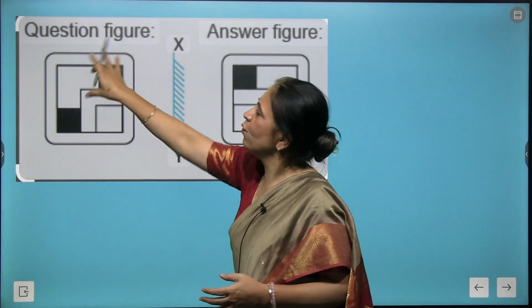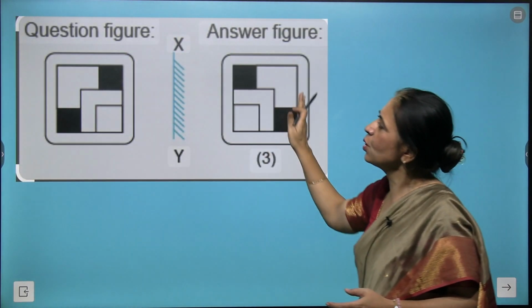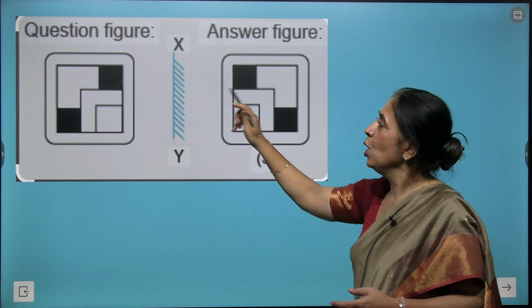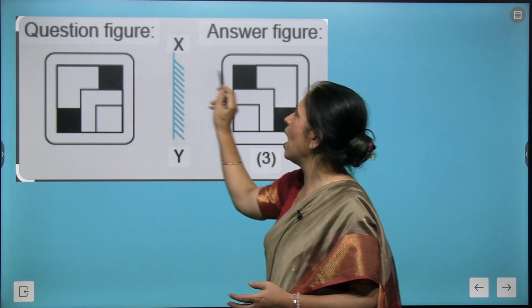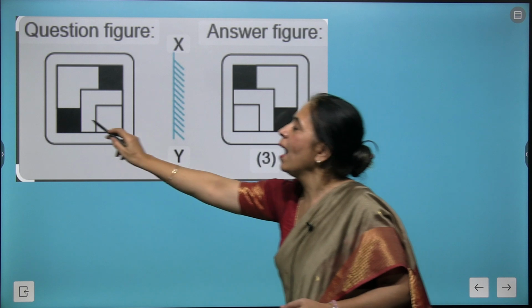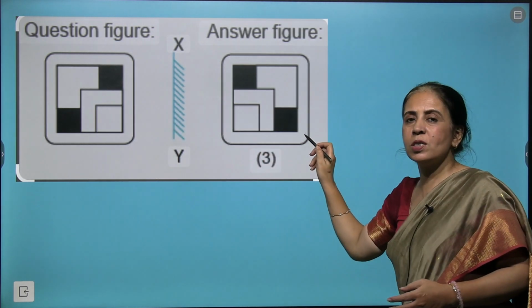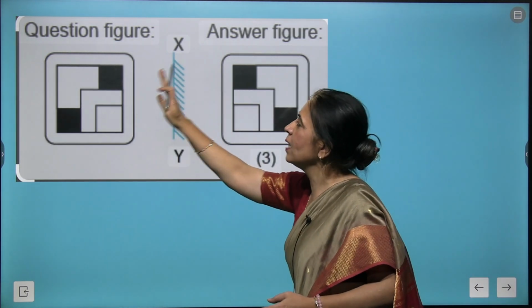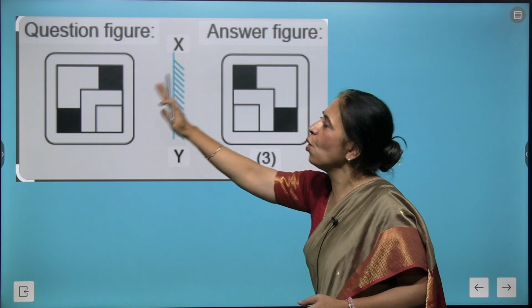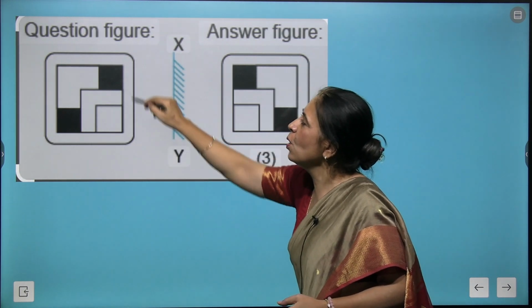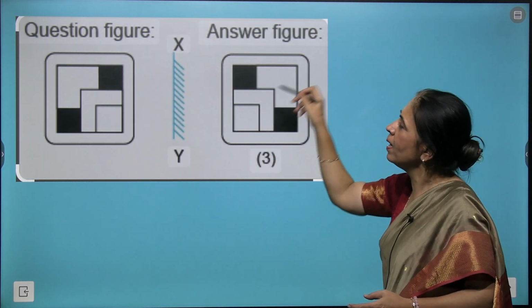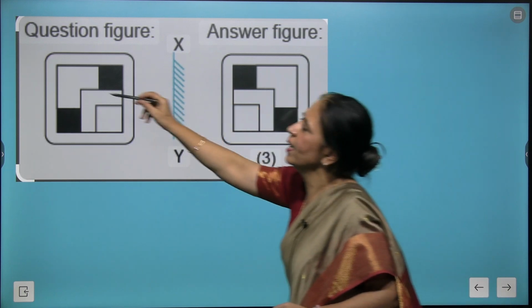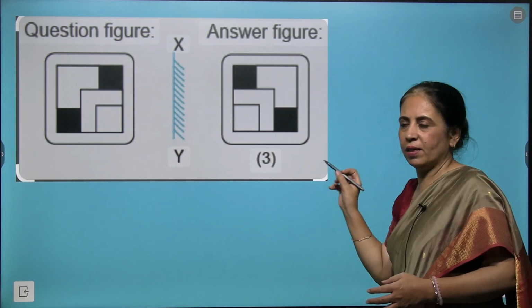So let's try drawing some mirror images. Here I have a figure. If I look at its mirror image, you could observe that this dark part comes closer and this dark part goes away. So this is the immediate reflection of the object. The nearer object comes nearer to the mirror and the far object goes farther, right?